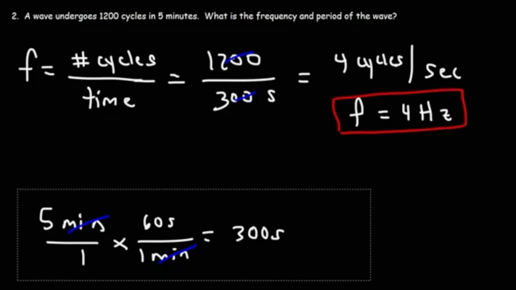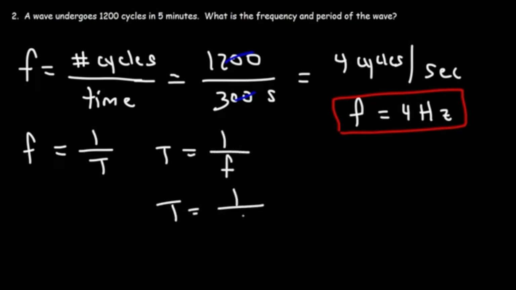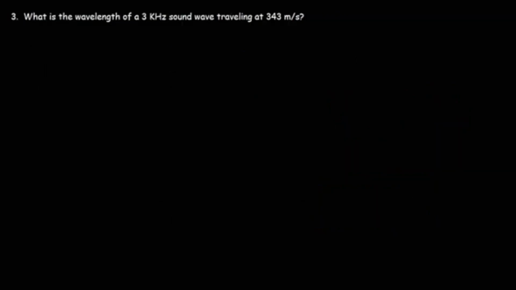Now that we have the frequency, we can calculate the period. So remember, the frequency is 1 over the period. The period is also 1 over the frequency. So 1 over 4 hertz, 1 over 4 is 0.25. So this is going to be 0.25 seconds. So that's how you can calculate the frequency and the period of this particular wave.